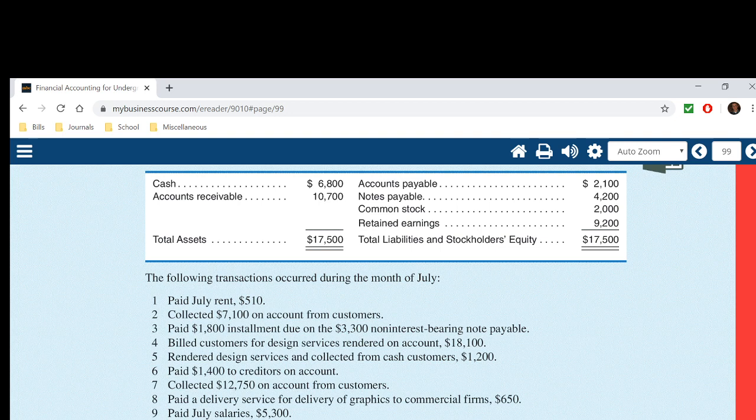Number 6, paid $1,400 to creditors on account. This means we're paying off some of our accounts payable, $1,400 worth. The two accounts involved are accounts payable and cash. Accounts payable goes down because we're paying it off. Cash goes down because we're having to give up cash to satisfy our obligation.